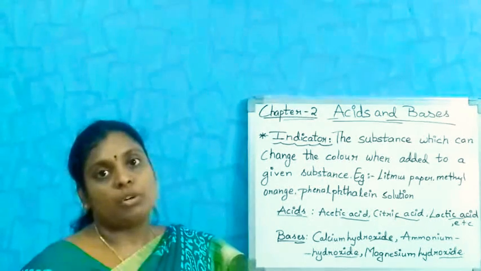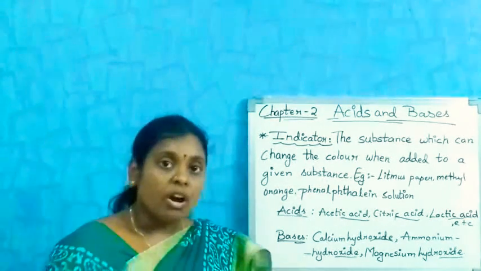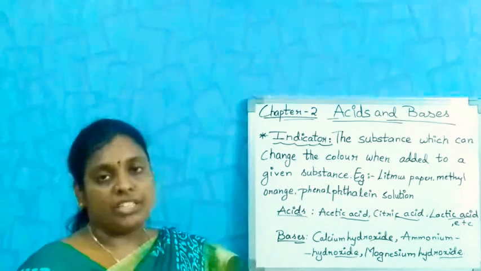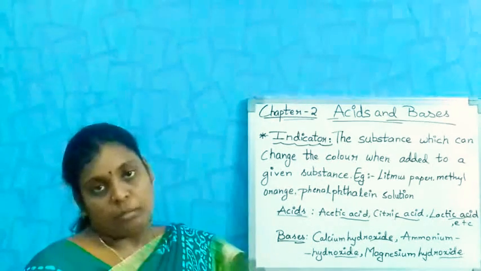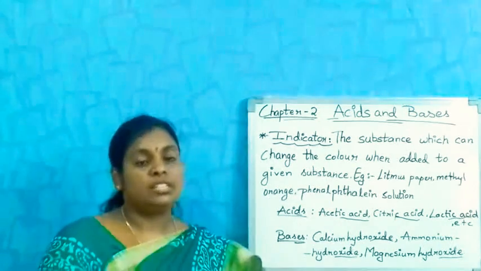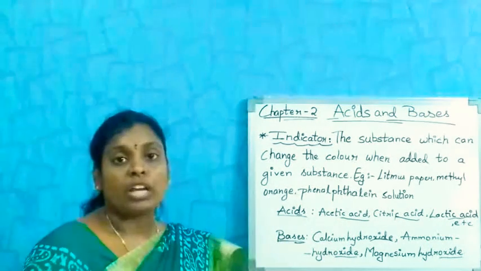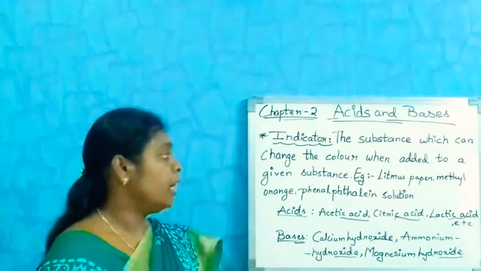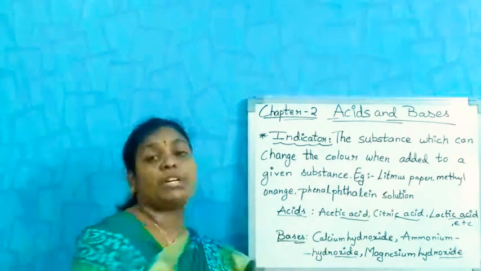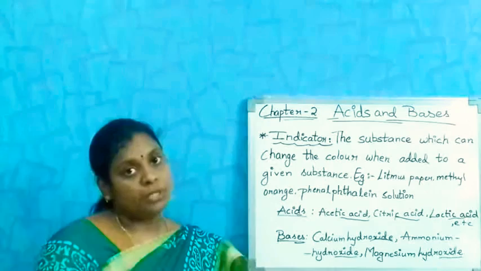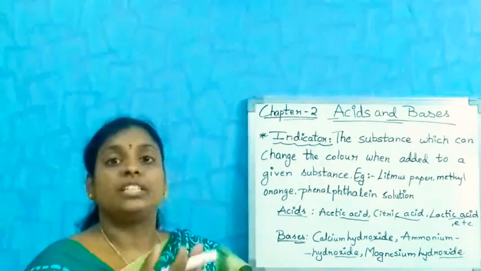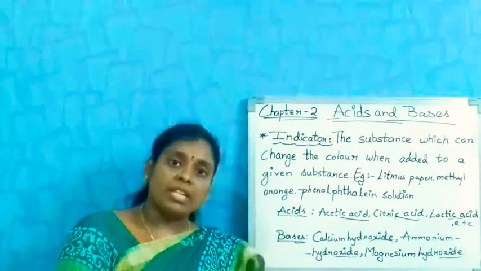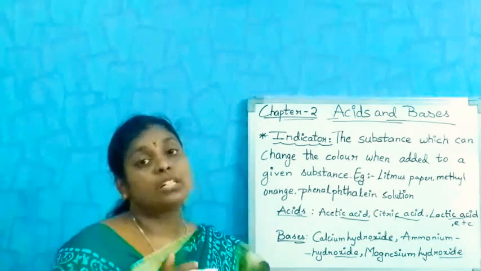If you observe it the next morning and keep an indicator in it, which color will it change into? By indicators only we recognize whether it is an acid or base. So how can you recognize the lime water as acid or base? By putting litmus paper into it. If blue litmus paper changes into red color, it is an acid. If it is a base, the red paper turns blue.